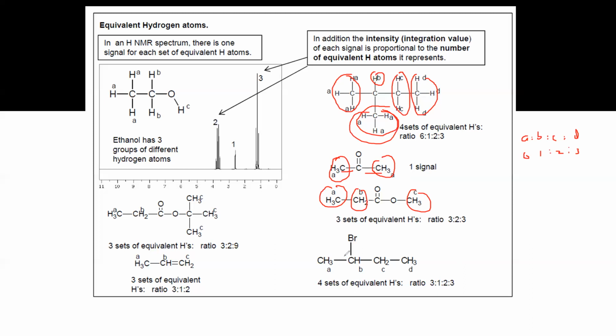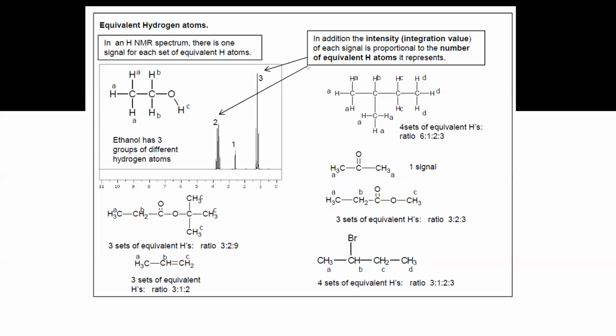For this one, CH3 is there, then CH is there, then CH2 and CH3. Why these two CH3s are not identical? Because the neighbor of this CH3 is CH, but for this one, the neighbor is CH2. So they are not identical CH3s. So that's why both CH3s are considered as different hydrogen environments. So that's why we'll get 4 peaks with a relative intensity of 3 is to 1 is to 2 is to 3. Is it clear?